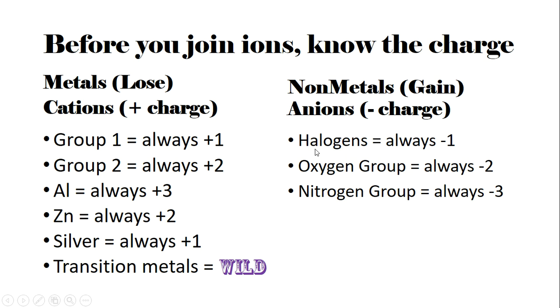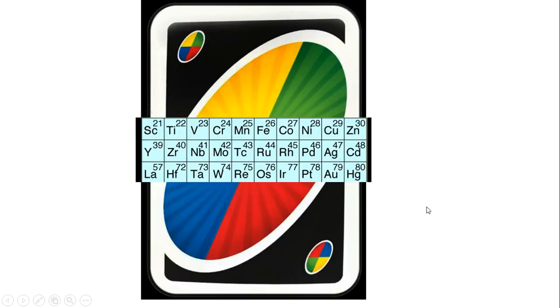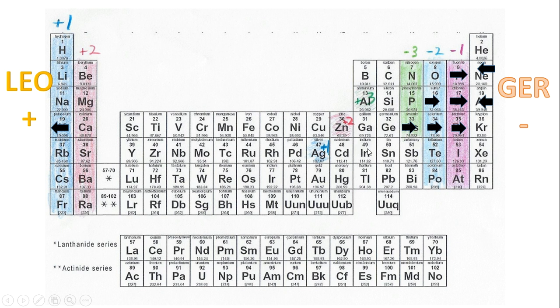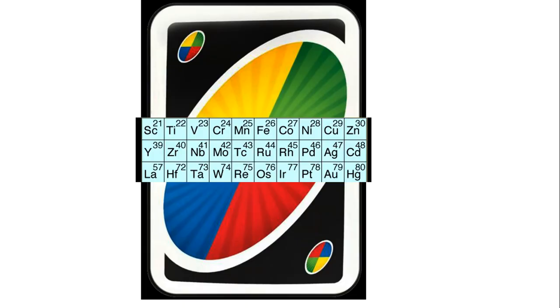All right, the transition metals are wild. We'll get into that in a second. Halogens are always -1, oxygen group always -2, nitrogen group always -3. Let's talk about the transition metals being wild. So everything that's not colored in here is not colored in because it doesn't do anything consistently. And since it doesn't do anything consistently, we say they're wild, right?